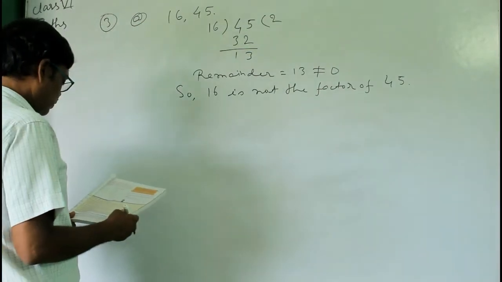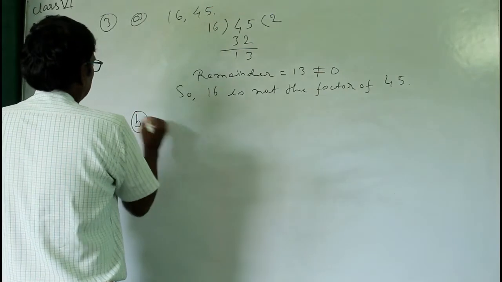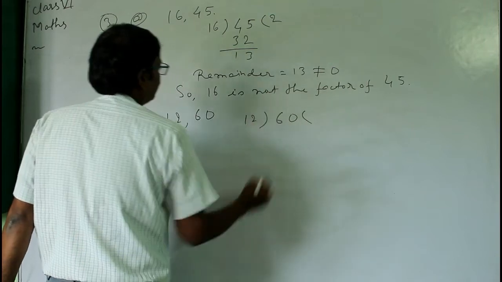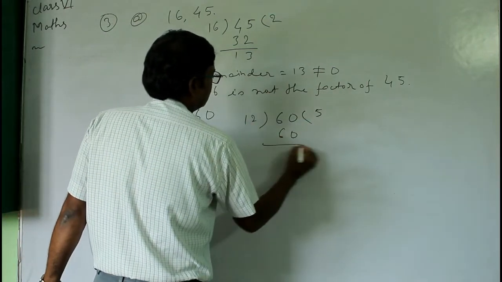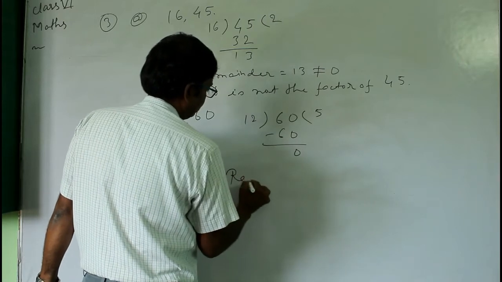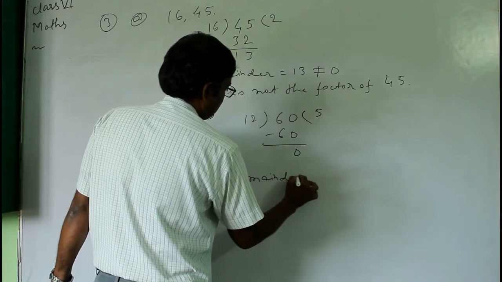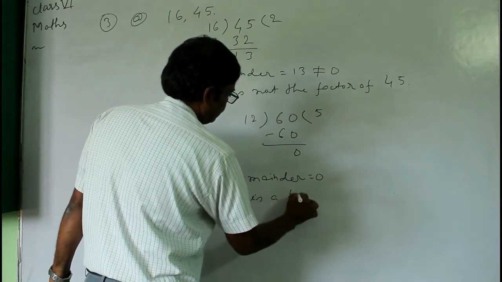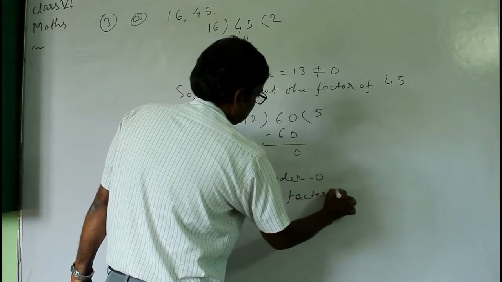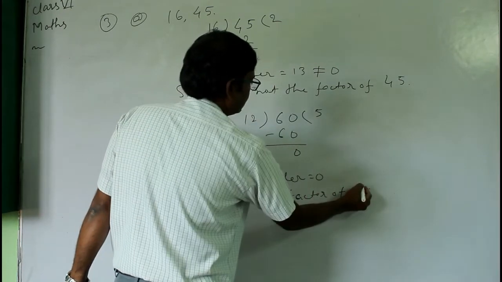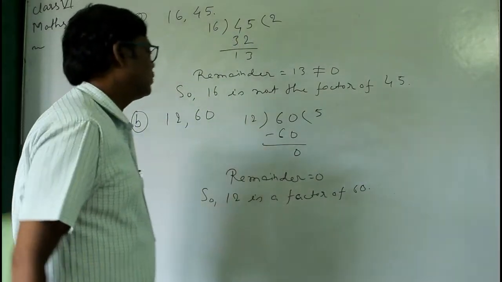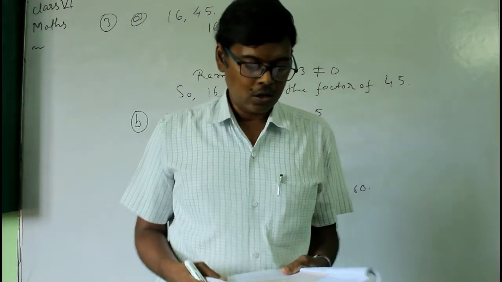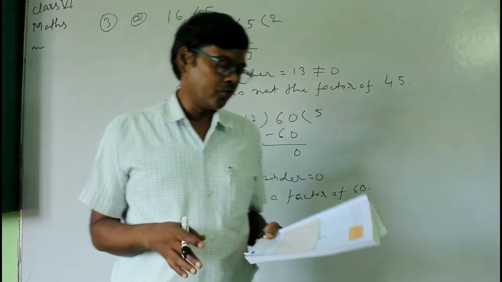Question number B: the numbers are 12 and 60. Here, divide 60 by 12. 12 times 5 is 60, and the remainder is 0. Now see that the remainder is equal to 0, so 12 is a factor of 60. Because when you divide 60 by 12, the remainder is 0, therefore 12 is a factor of 60. The other questions are C and D.